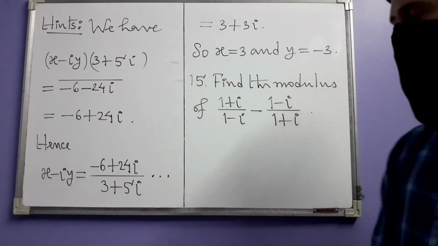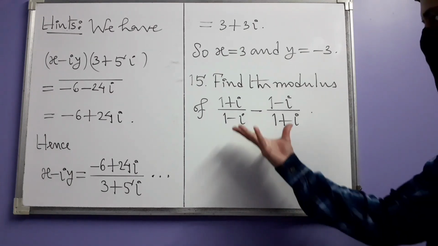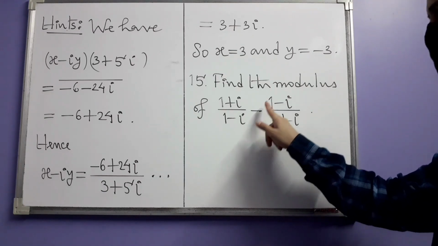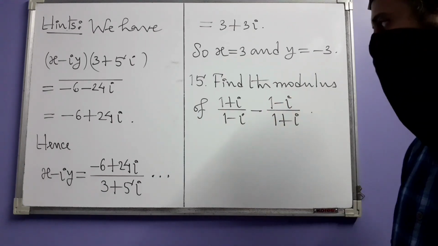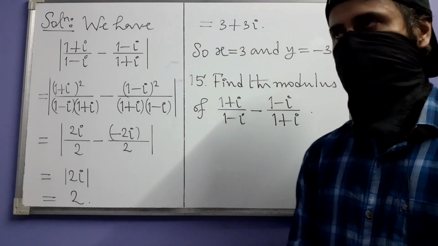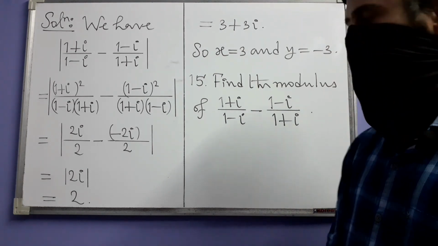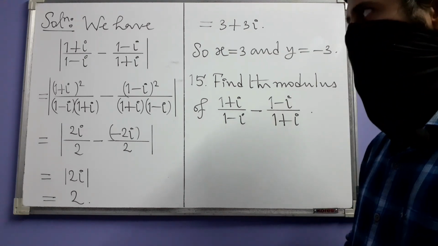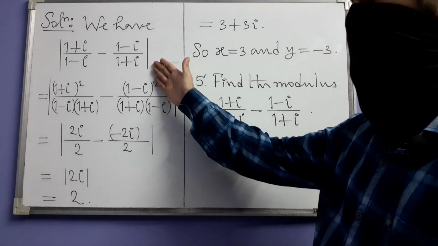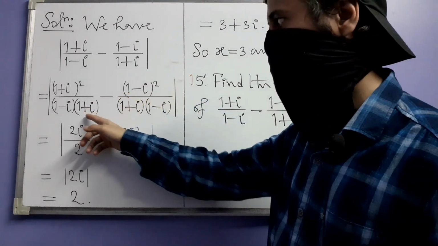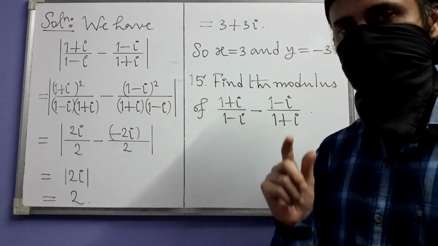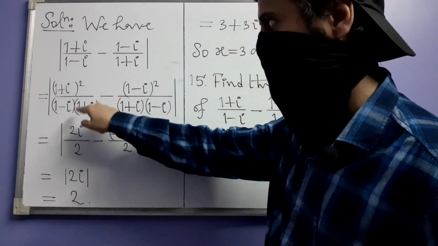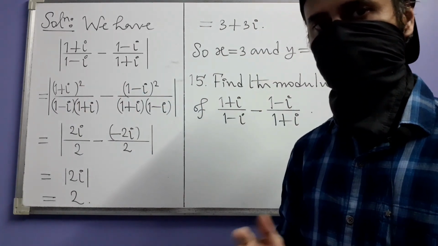Next, 15. Here we have to find the modulus of this complex number: 1 plus i divided by 1 minus i, minus 1 minus i divided by 1 plus i. So for this one at least, let's see the entire solution. The complex number looks very complicated at first, but actually it's very easy. So we straight away consider its modulus. And then of course we start turning the denominators into real numbers. So here the denominator is 1 minus i, so we multiply and divide by its conjugate 1 plus i.